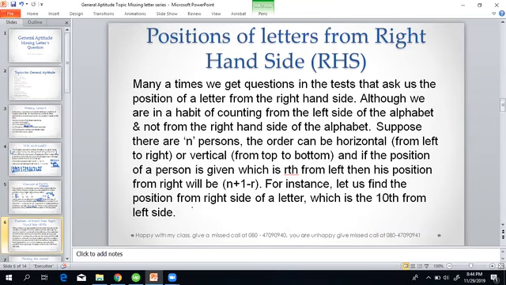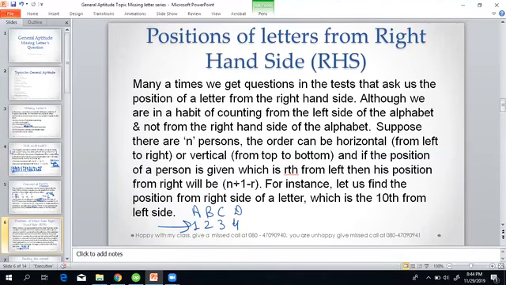Like A, B, C, D, like this. So this is 1, 2, 3, 4. So this is the position from the left hand side, not from the right hand side. So suppose the question is asking from the right hand side, then what is the formula? If you remember the position from the left hand side, there is no need to write the alphabets again and count for the right hand side.